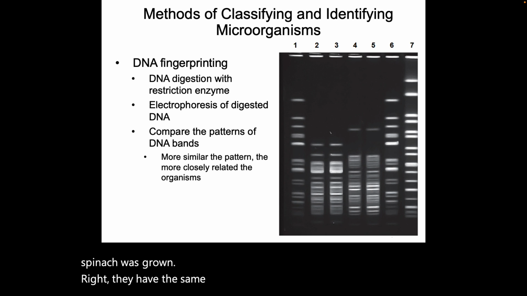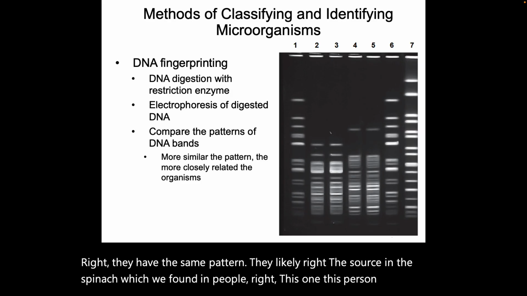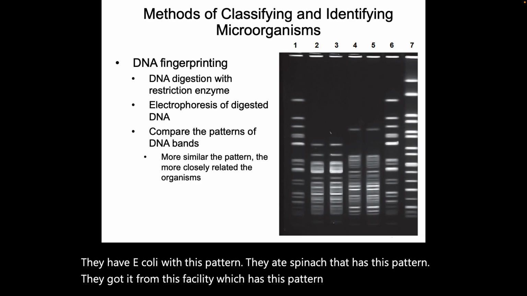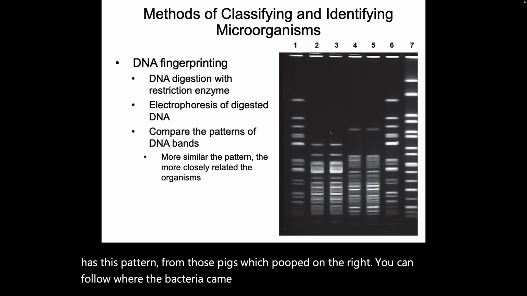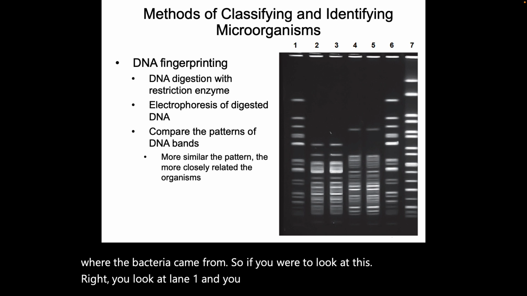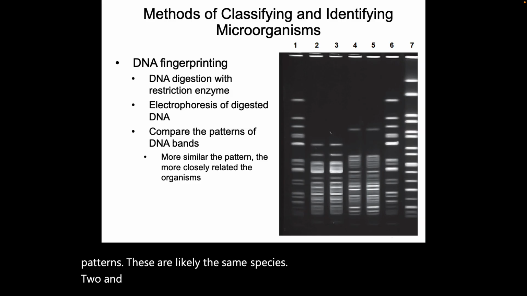They likely share a source. The spinach, which we found in people, right? This person has diarrhea. They have E. coli with this pattern. They ate spinach that has this pattern. They got it from this facility, which has this pattern, from this field, which has this pattern, from those pigs, which pooped on the field. You can follow where the bacteria came from. So if you were to look at this, you look at lane 1 and you look at lane 6, they're very similar patterns. These are likely the same species. 2 and 3 have similar patterns to each other that are different from 1 and 6. They are likely the same species.